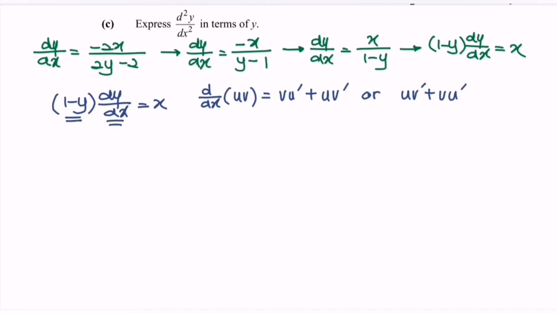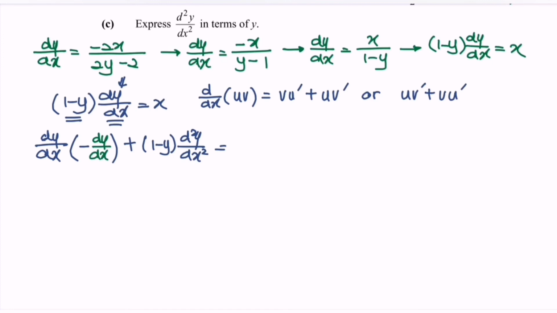So focus on the first part where we have u and v. First we have v, which is dy/dx. Then, in brackets, differentiate the 1 minus y with respect to x. If we differentiate 1, we obtain 0 because it is a constant. If we differentiate the negative y with respect to x, we have negative 1, and remember we are differentiating with respect to x, so we add on the dy/dx. Plus, again, repeat the situation. Now we have u. Differentiate this part for the second time, so we will have the second derivative. Equals, differentiate the x with respect to x, and we will have 1.